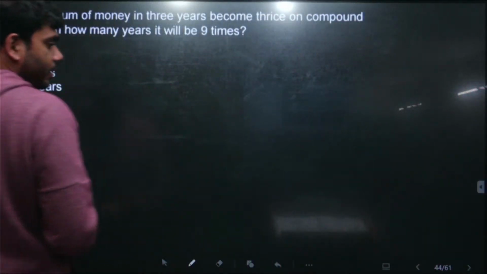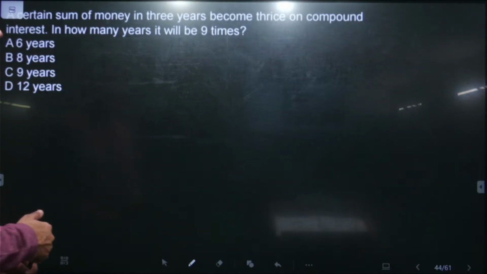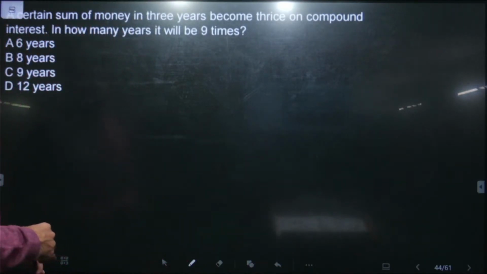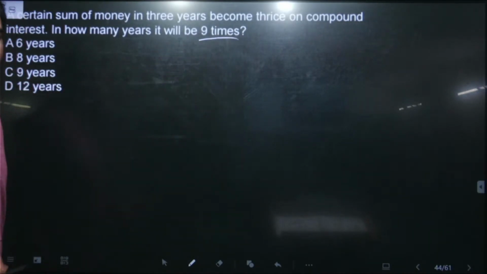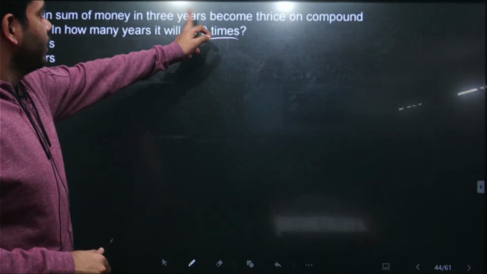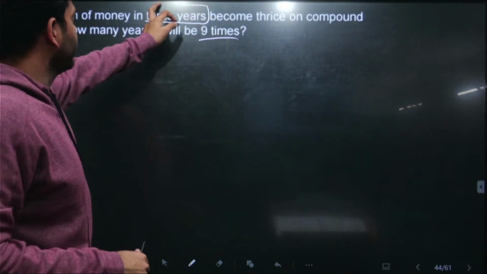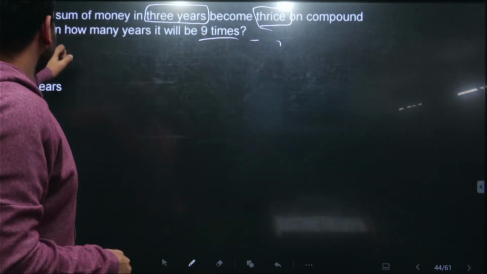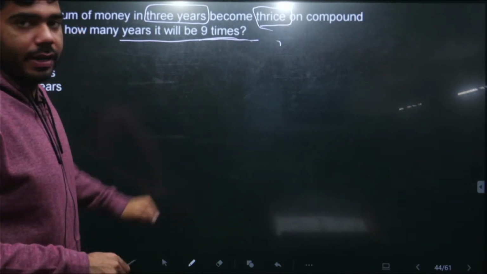A certain sum of money in 3 years becomes thrice on compound interest. How many years will it take to turn 9 times? So this is a question of compound interest. The question is saying a certain sum of money, in 3 years, has become thrice on compound interest. How many years will it take to become 9 times?